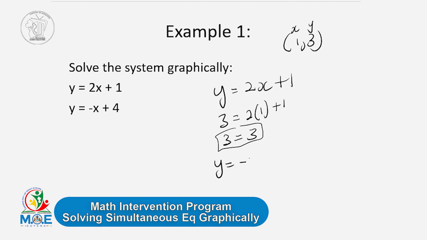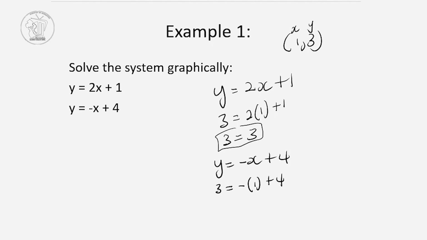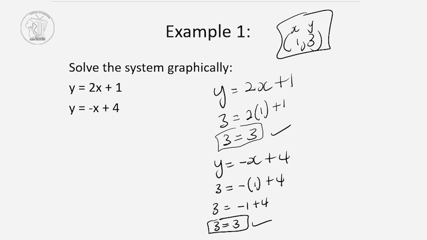y equal negative x plus 4. So we see y is 3 and negative x would be negative 1 plus 4. So 3 will be equal to negative 1 plus 4. So hence 3 is equal to 3. So that satisfies as well. So yes, we know our solution is 100% correct.